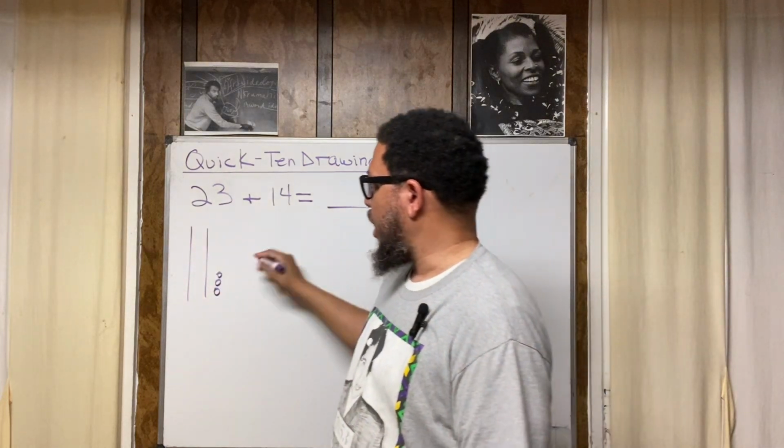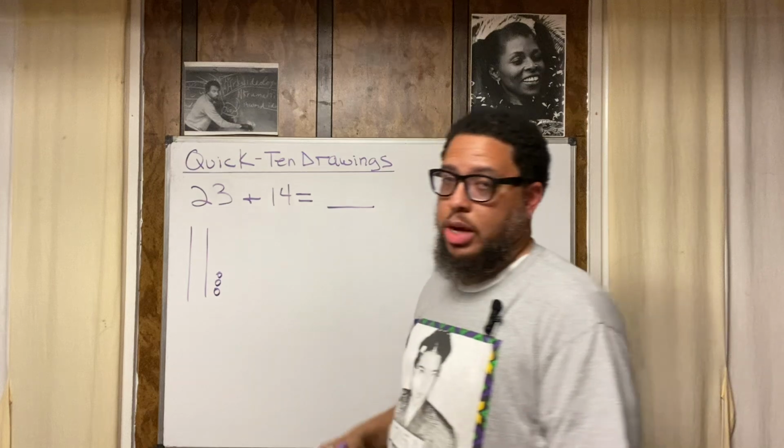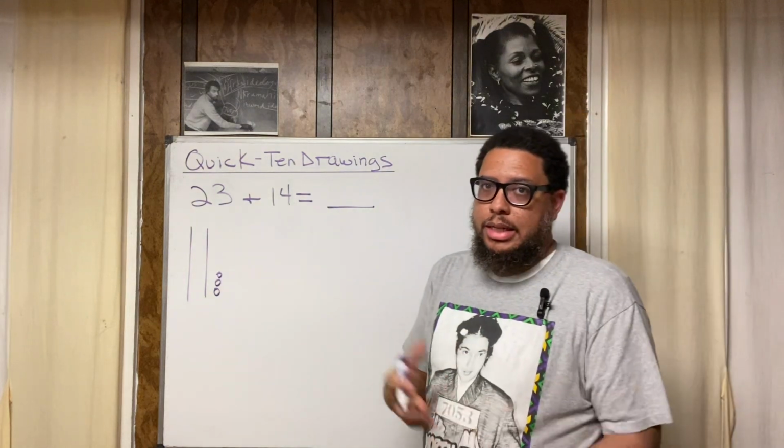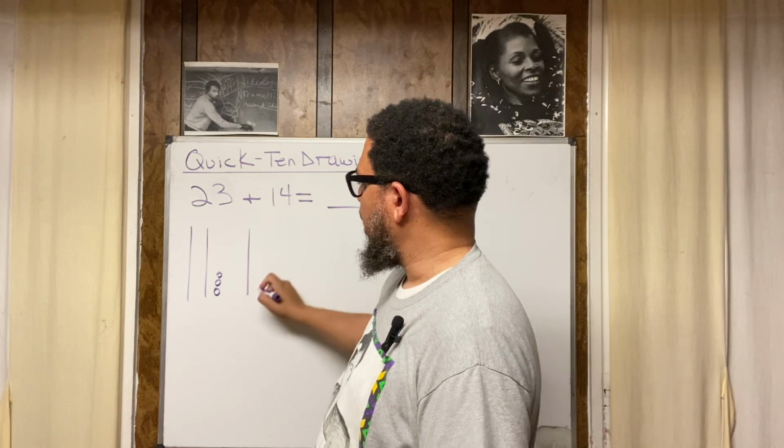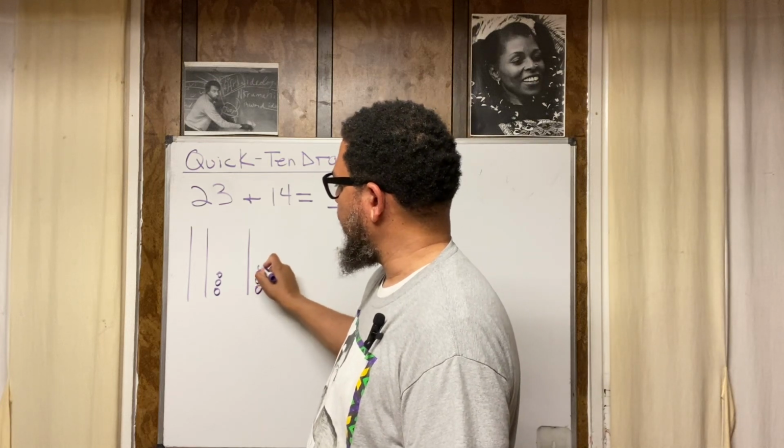All right. Then how do I represent 14? I've got 1 ten and I've got 4 ones. So I'm going to draw the picture. Another vertical bar, because that's my 10. And then 4 ones. 1, 2, 3, 4.